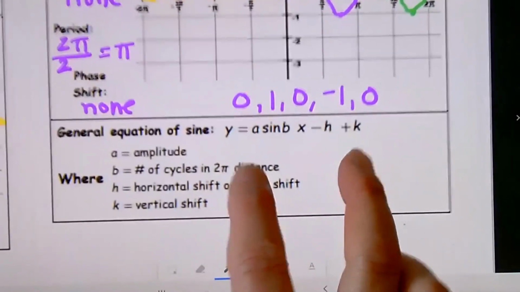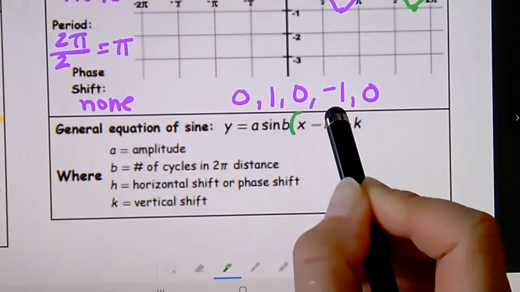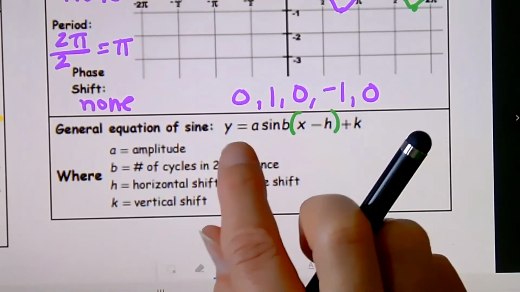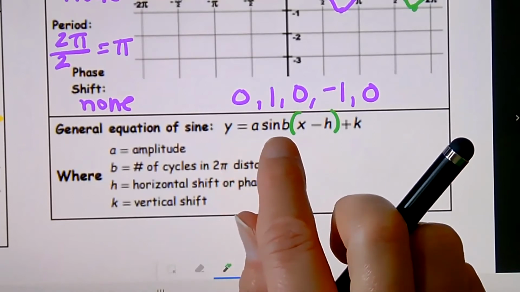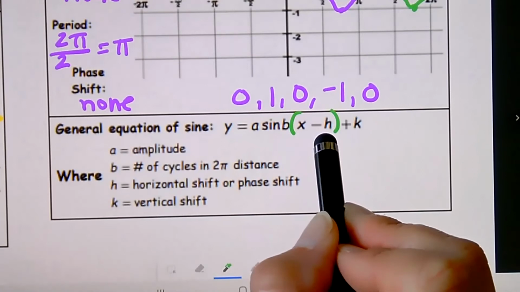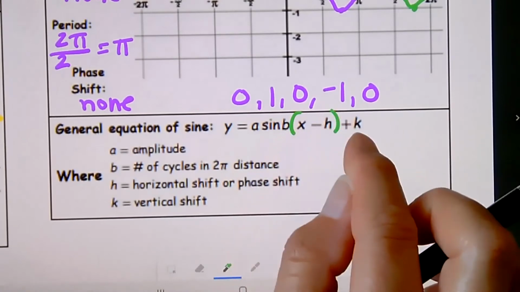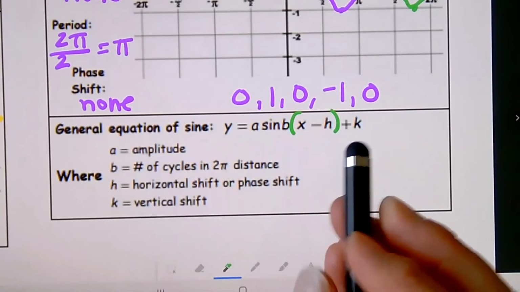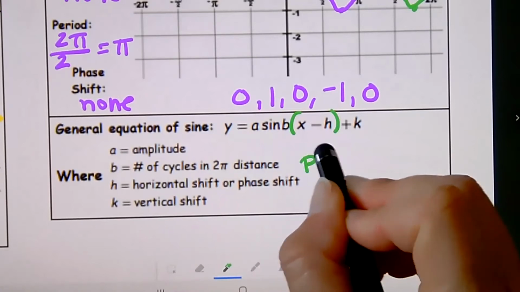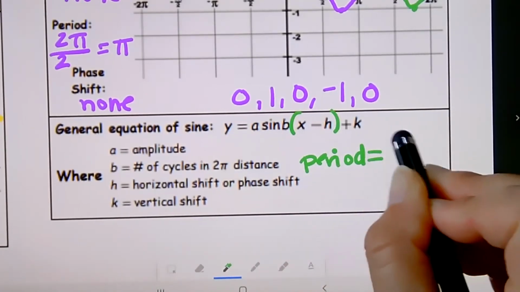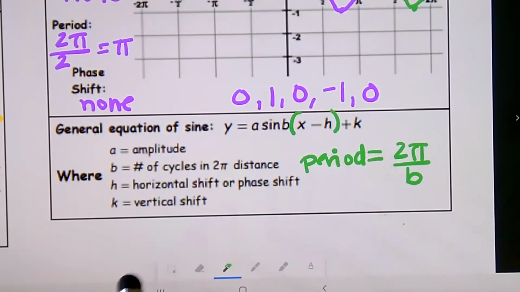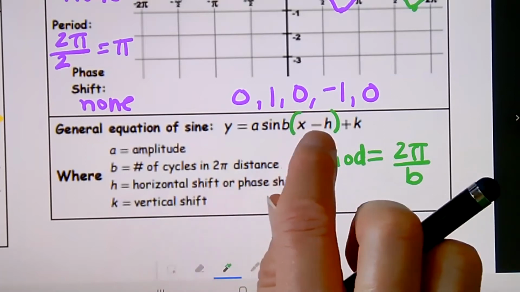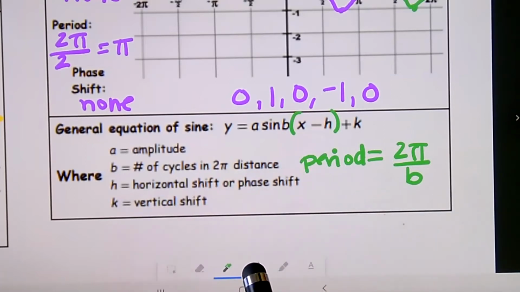Now this is our formula, and this actually should have had parentheses around it. I have to make an adjustment on that. So this is y equals a times sine b of x minus h, sine b times x minus h, plus k. A is our amplitude. The b is how many cycles you have, and just let me remind us that period equals 2 pi divided by b. H is our horizontal shift or our phase shift, whatever makes that 0, and k is our vertical shift.